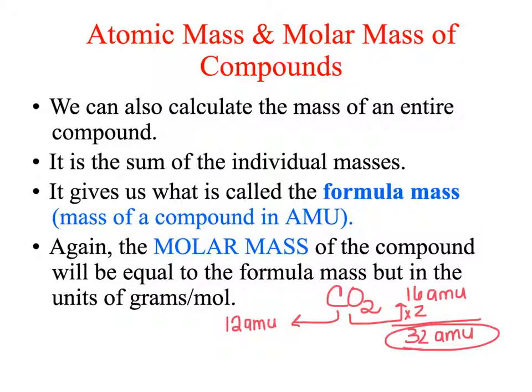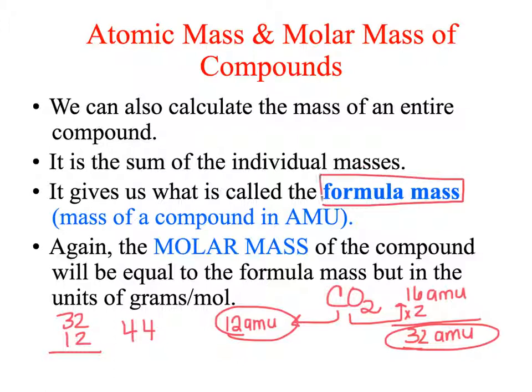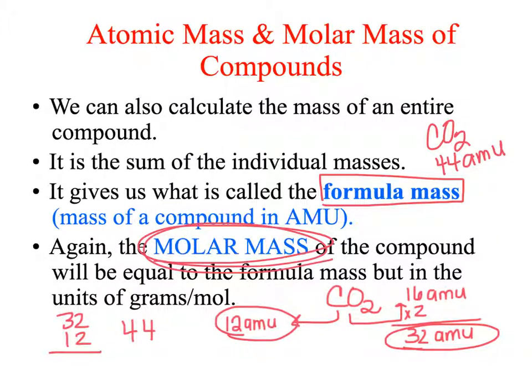If we add this together, the 32 AMU and the 12, 2 and 2 is 4, 3 and 1 is 4. So that means that the formula mass, the mass of a single molecule of carbon dioxide, would be 44 AMU. That also means that the molar mass, the mass of 6.02 times 10 to the 23rd carbon dioxides, would be equal to 44 grams. Again, this is an amount we could measure in a lab. AMU is not. So you could measure out exactly 1 mole of carbon dioxide. It would weigh 44 grams.